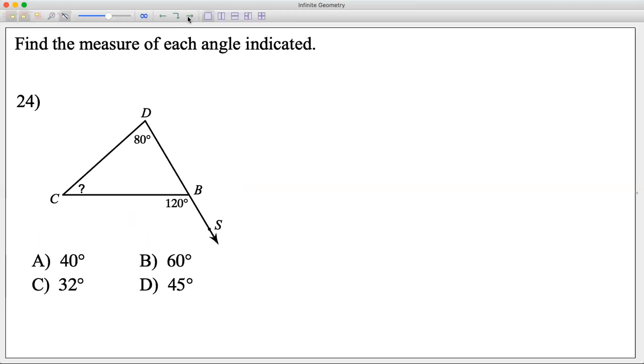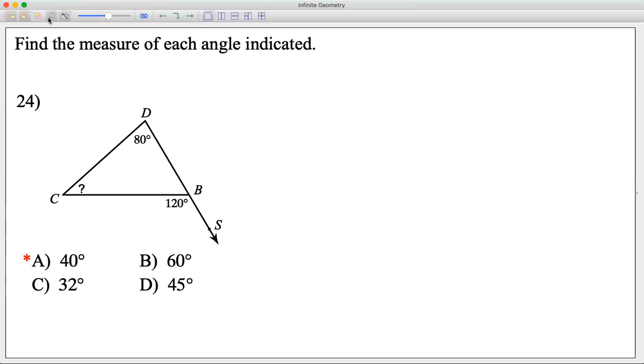Here is the first. Well, it's not hard, but this is the first one we haven't done in a while. Everyone look at the board. Do you remember what we call these angles? Exterior angle is the 120, and the 80 and the question mark are called the remote interior angles. What do you know about an exterior angle and the two remote interior angles? They are equal to each other. I mean that 120 is equal to angle D plus angle C. Heck, you can do that one in your head. Therefore, the answer is A.